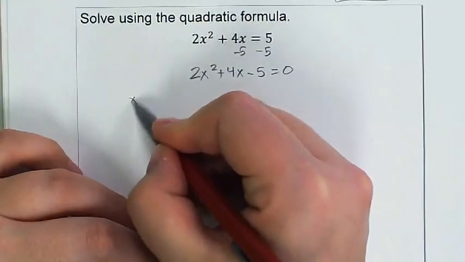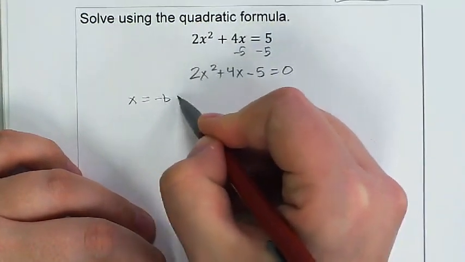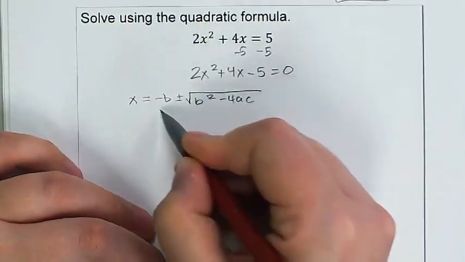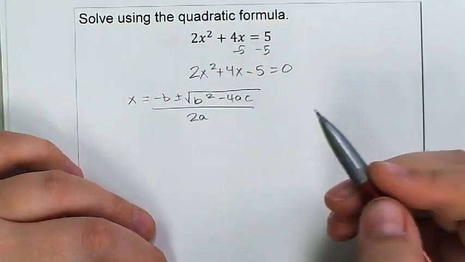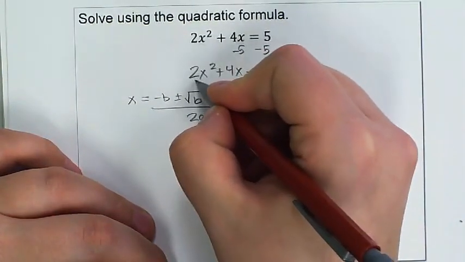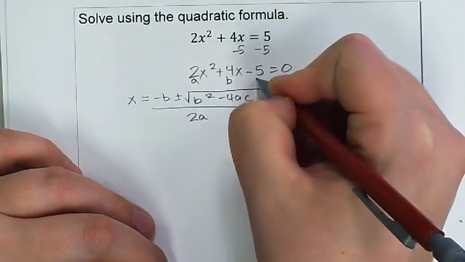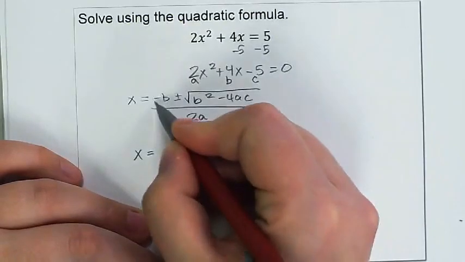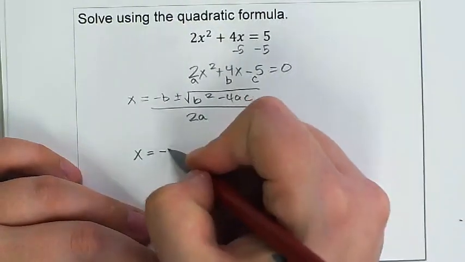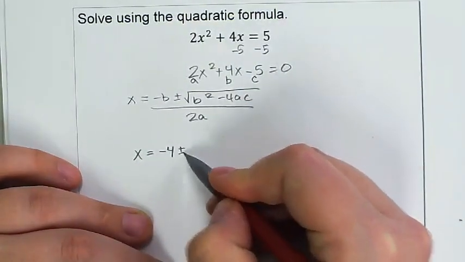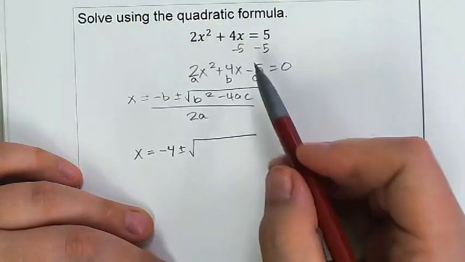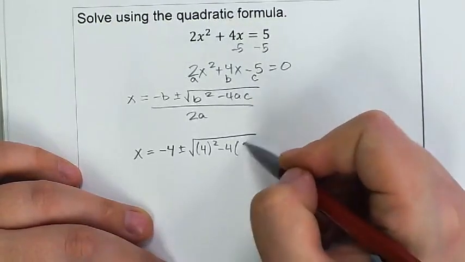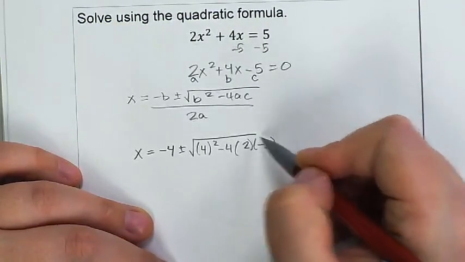I'm going to write down the formula. X equals -b plus or minus square root b squared minus 4ac all over 2a. I forgot to write down my A, B, and C values. That's my A, that's my B, that's my C. X equals, I need the opposite sign of b. B is a positive 4, so I'm going to put a negative 4 here. B is 4.